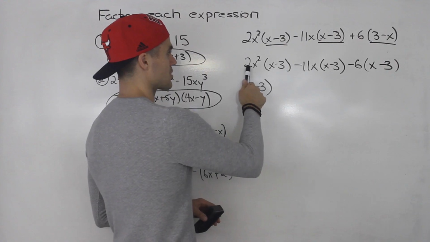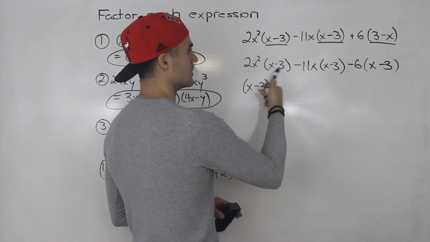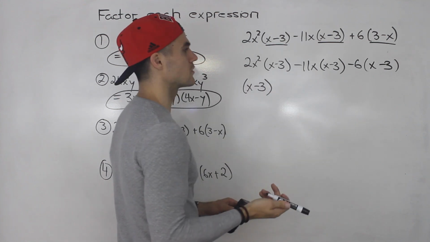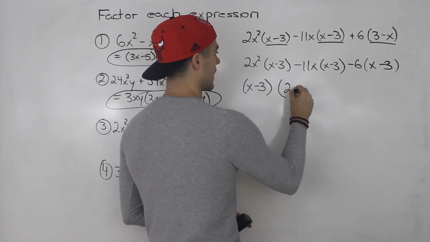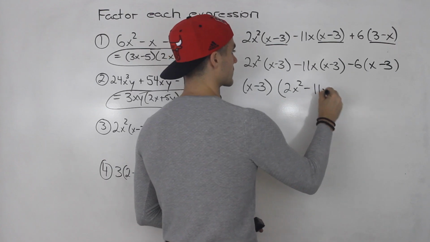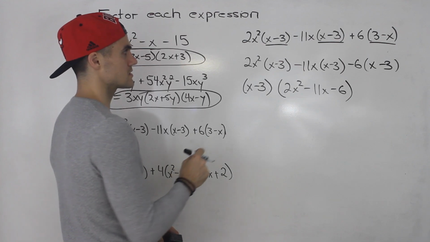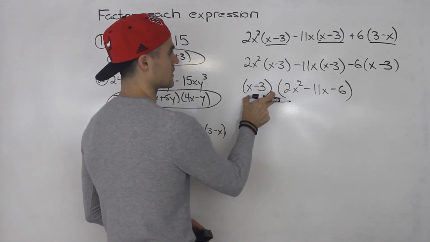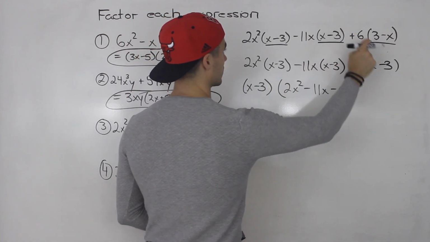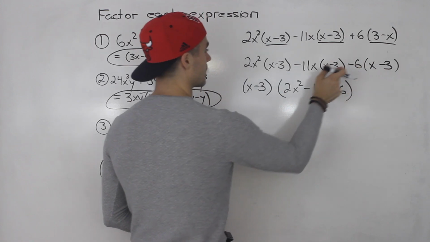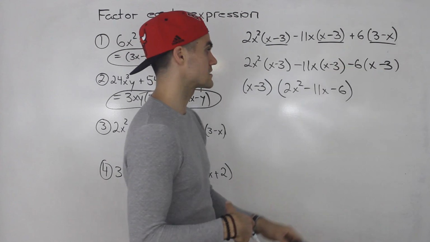Now, what about the remaining expressions? 2x squared minus 11x minus 6. Can we take anything out of those? There's no numbers we could take out. There's no variables we could take out. So we would just rewrite them in a bracket as they are. 2x squared minus 11x minus 6. Right? So we factored out the expression x minus 3. Before we were able to do that, though, we had to take that 3 minus x, factor out a negative for it to be x minus 3, and then we were able to take it out. You can't take it out beforehand because it's not x minus 3.